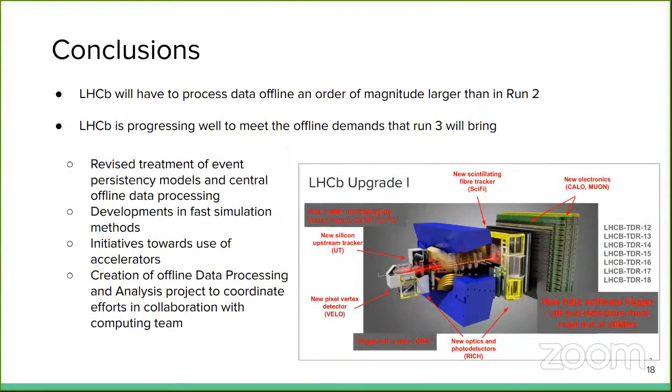So in conclusion, like all the experiments, LHCb will have to process much more data offline. We're progressing well to meet these demands, including the treatment of our event persistency models and our sprucing, the centralized offline data processing. We've already adopted fast simulation, and we're going to keep pushing that forward. We want to push initiatives to use accelerators, and we have the creation of this new project to work in collaboration with the computing team to coordinate these efforts.